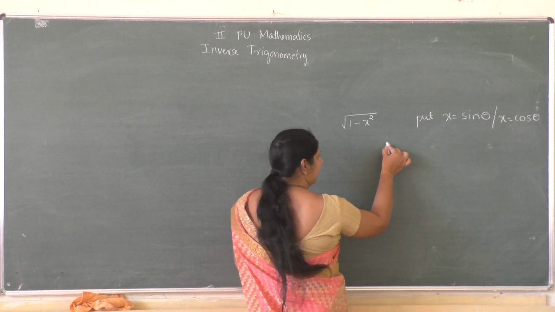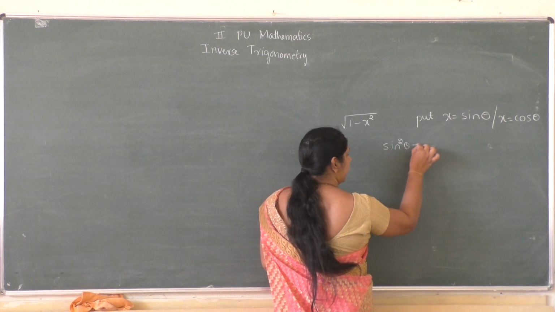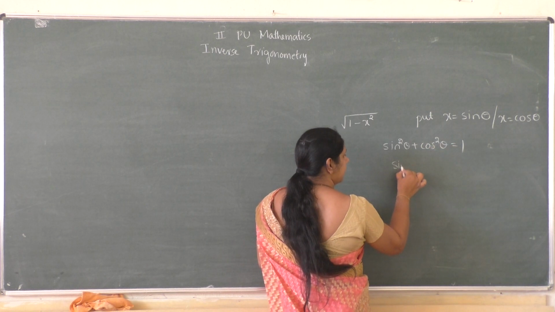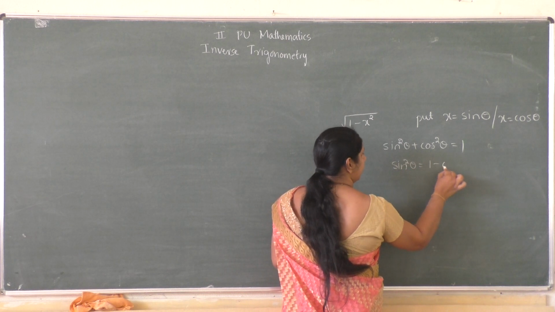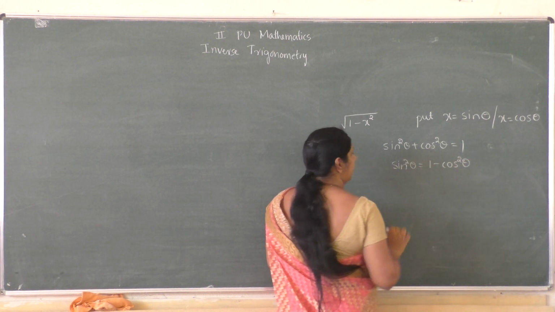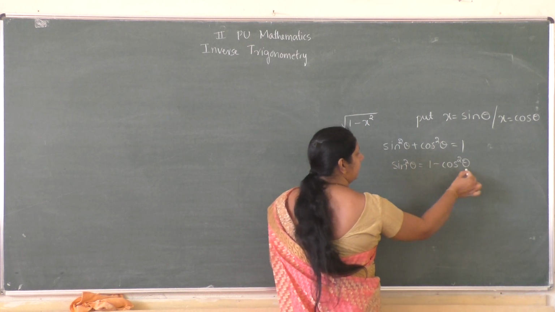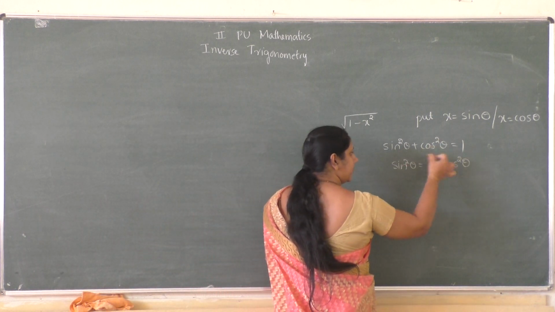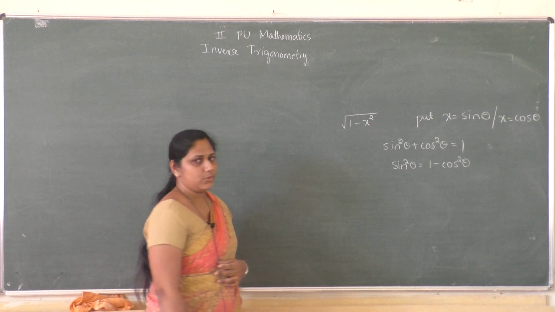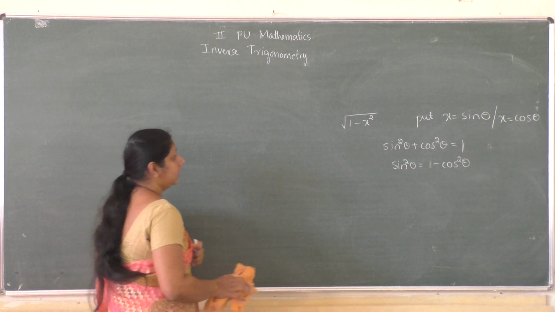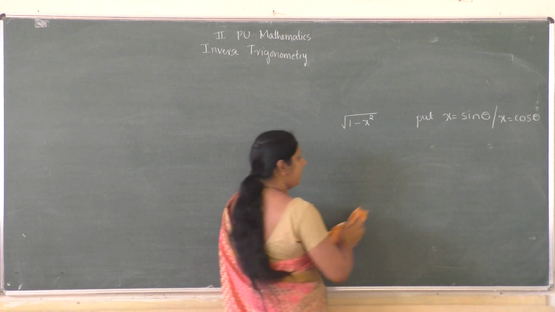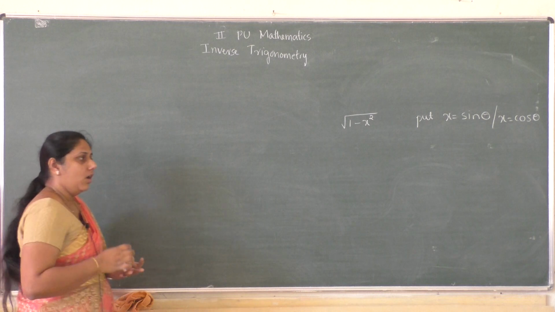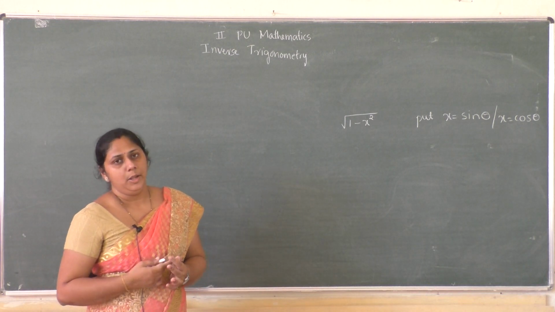First identity is sin square theta plus cos square theta equal to 1. So on rearranging we get sin square theta is 1 minus cos square theta, so this 1 minus x square term is 1 minus cos square, or it can be written as cos square theta equal to 1 minus sin square theta. So if we have the term root of 1 minus x square, you have to take either x equal to sin theta or x equal to cos theta depending on the problem.